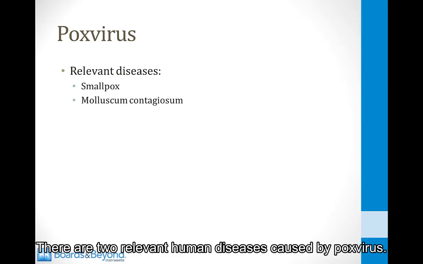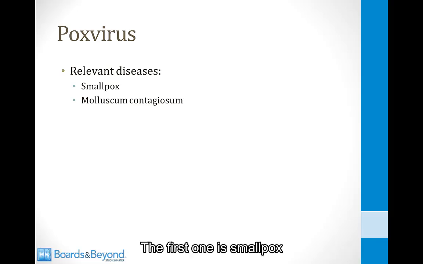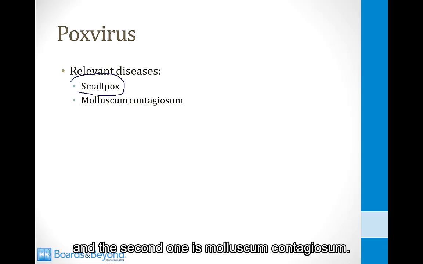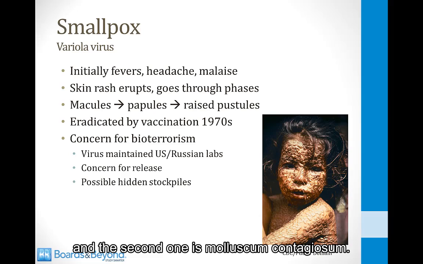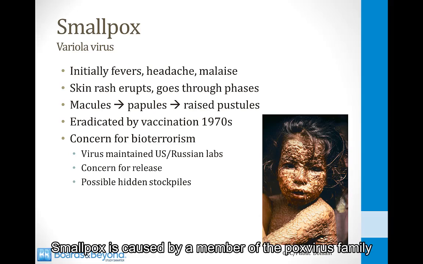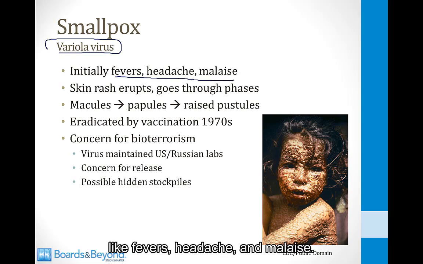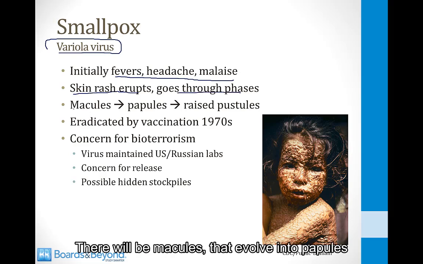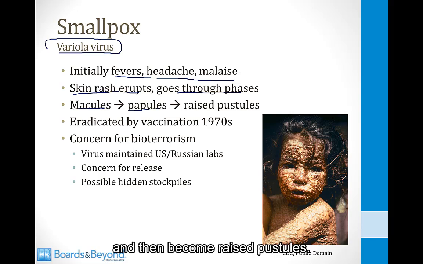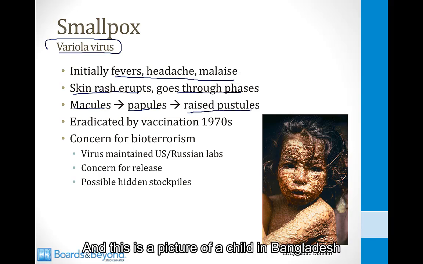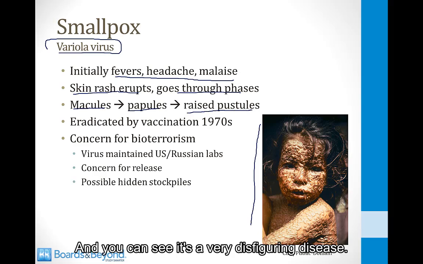There are two relevant human diseases caused by pox virus. The first one is smallpox, and the second one is molluscum contagiosum. Smallpox is caused by a member of the pox virus family called the variola virus. Initially, patients who get a smallpox infection have nonspecific signs of inflammation like fevers, headache, and malaise. And then a characteristic skin rash erupts which goes through phases. There will be macules that evolve into papules and then become raised pustules.